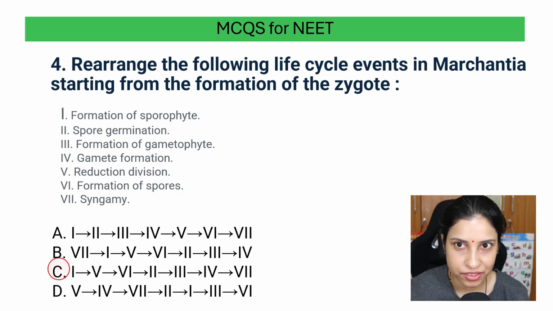Did you understand? The first is formation of sporophyte. After that the sporophyte undergoes reductional division. After the reductional division, it will form the spores. These spores germinate and form the gametophyte. This gametophyte gives rise to gametes. These gametes then unite, the male gamete moves towards the female gamete, and syngamy, or the union, takes place. So option C is the correct one.